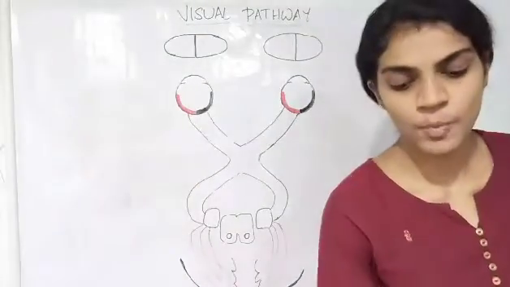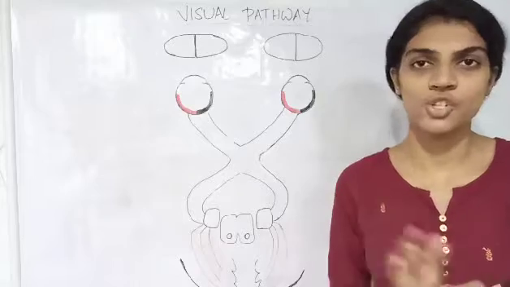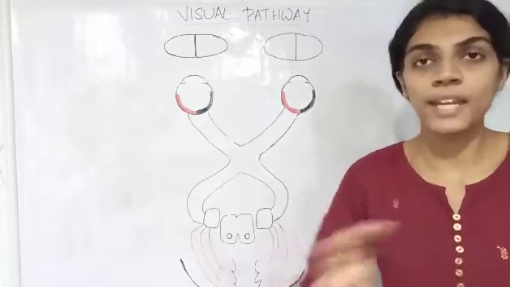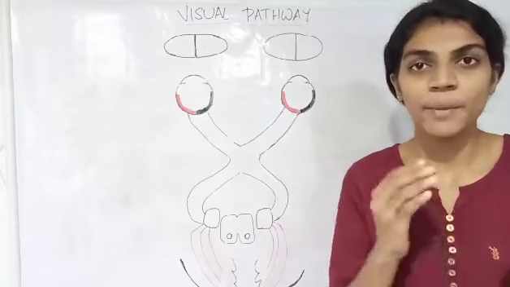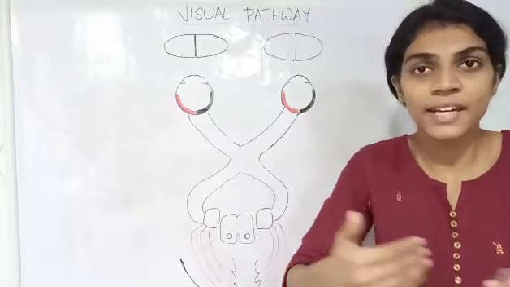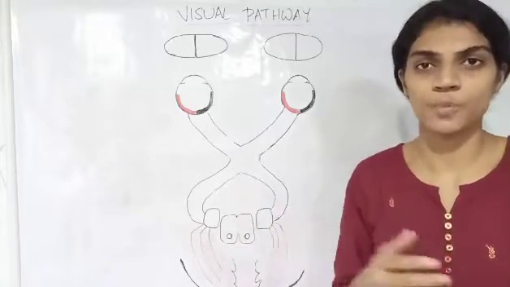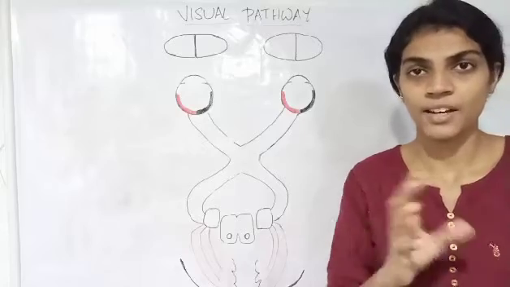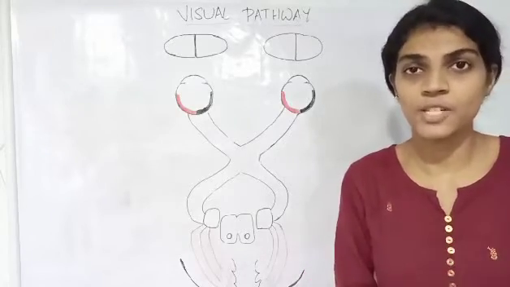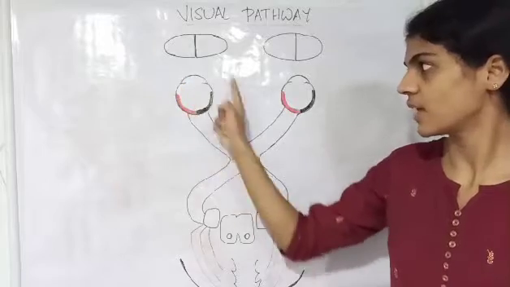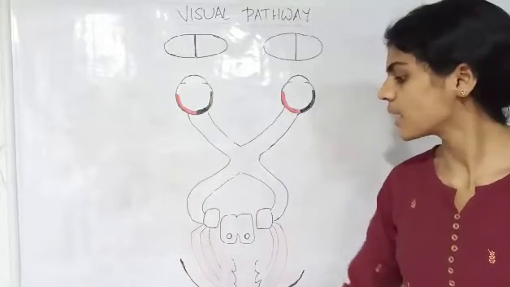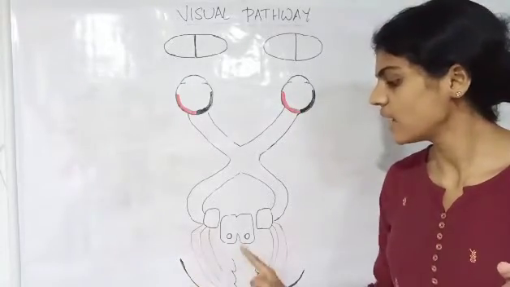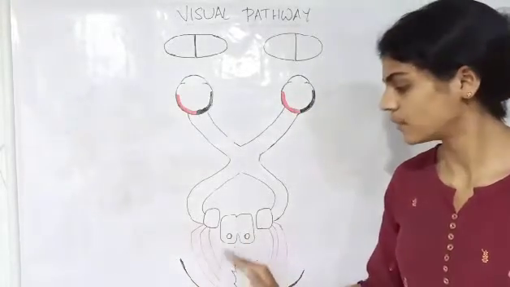That particular pathway is known as the visual pathway. The visual pathway is the neural or optic pathway by which the impulse from the retina is carried to the visual center in the occipital lobe. How the impulses in the form of action potential are transmitted from the retina of the eyeball to the cerebral cortex, that is the visual cortex of the occipital lobe of the brain, this region.